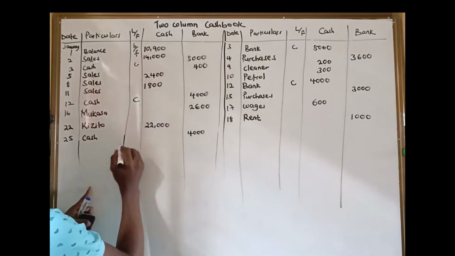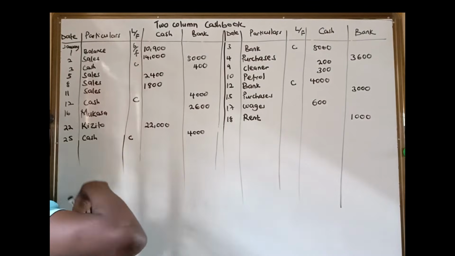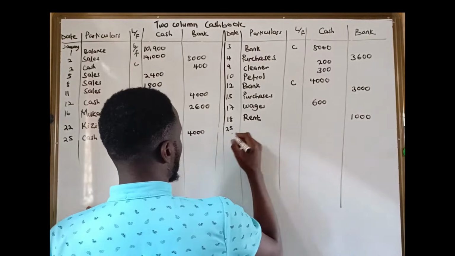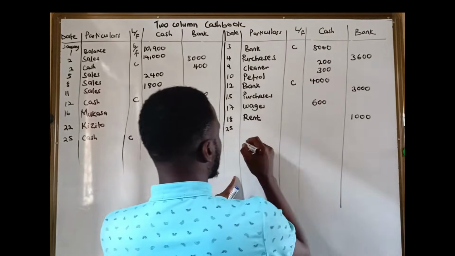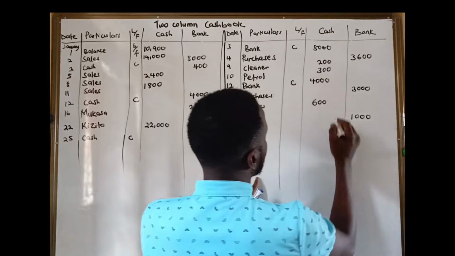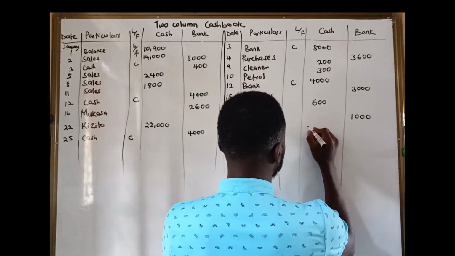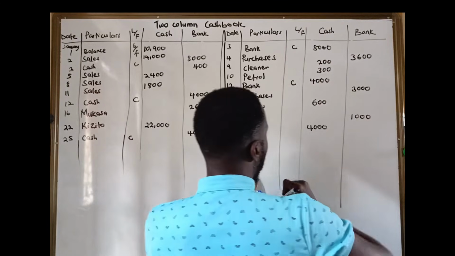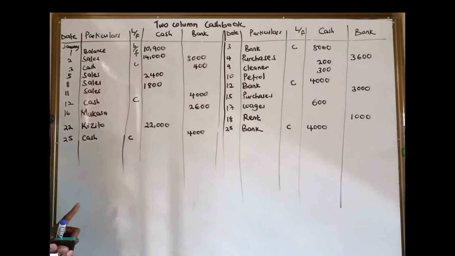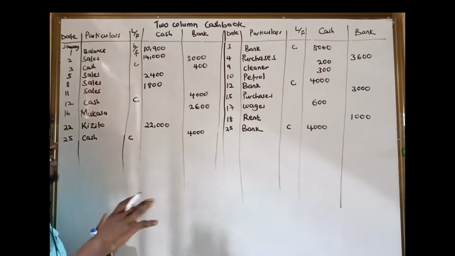So we indicate that it's a contra entry. So we come this side and say still on the 25th, we credited cash to the bank account worth 4,000 shillings, and it was a contra entry. So that's how it looks and that's how the cash book is.